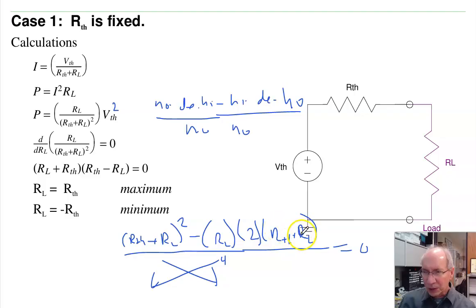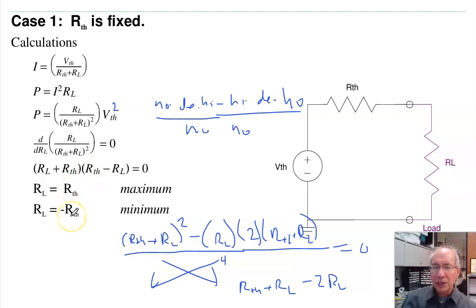So there is an RL plus R Thevenin. Pull that out. I've got R Thevenin plus RL minus 2RL. That gives you R Thevenin minus RL times RL plus R Thevenin plus RL. Take the derivative, that's what you get. So that tells you either RL is minus R Thevenin or plus R Thevenin.